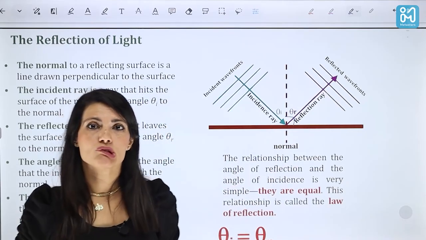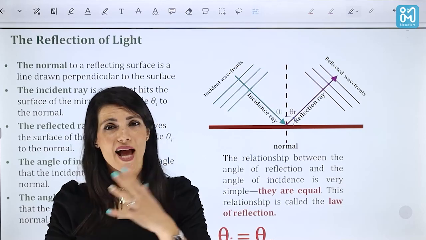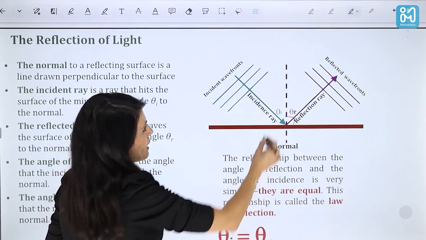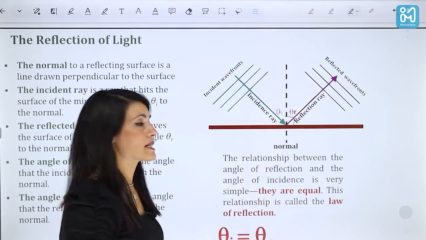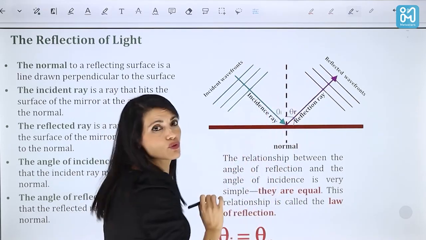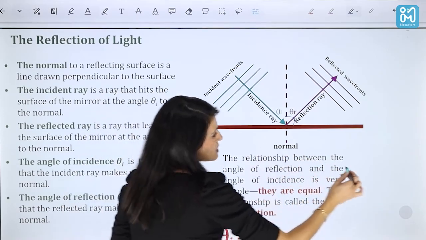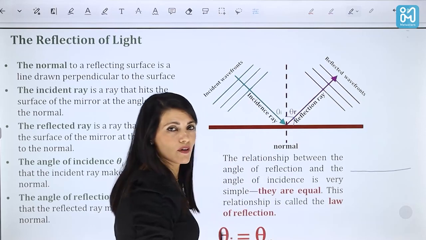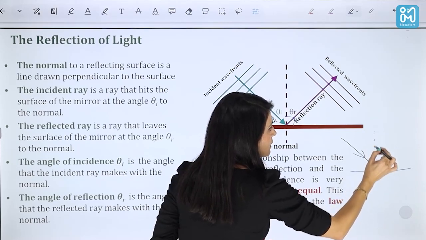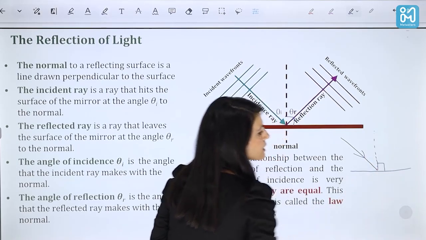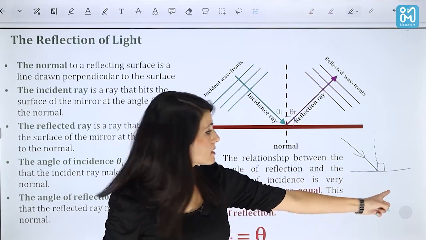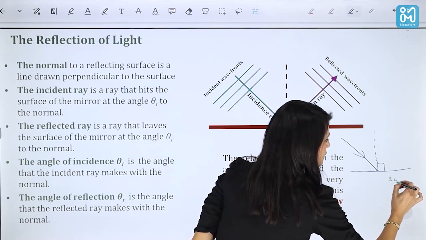Now, when we want to draw an incident ray, reflected ray, and the angles between them, we need to draw a normal line. The normal is actually a dashed or dotted line that is perpendicular to the surface. And we draw it at the tip of the incident ray. So let me do a small sketch. Here, this is the surface. If this is the incident ray, then what do we do? We draw a dotted line that is perpendicular to the surface at the intersection between the incident ray and the surface.